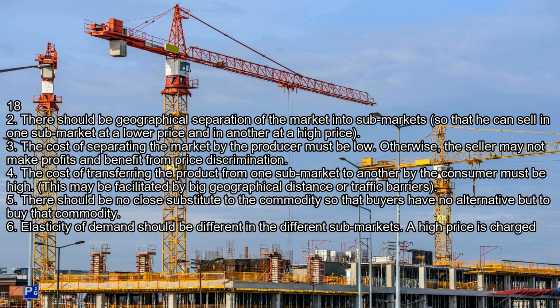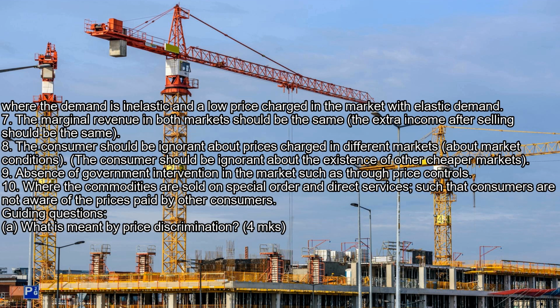This may be facilitated by big geographical distance or traffic barriers. 5. There should be no close substitute to the commodity so that buyers have no alternative but to buy the commodity. 6. Elasticity of demand should be different in the different sub-markets. A high price is charged where the demand is inelastic, and a low price charged in the market with elastic demand. 7. The marginal revenue in both markets should be the same.